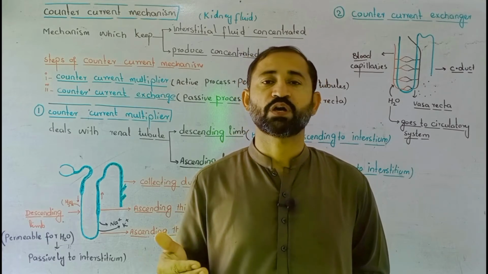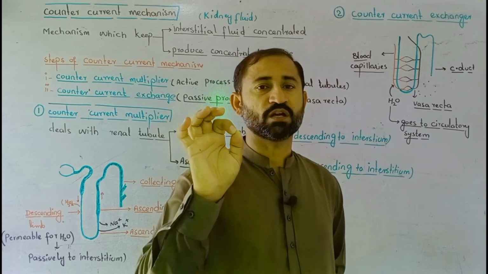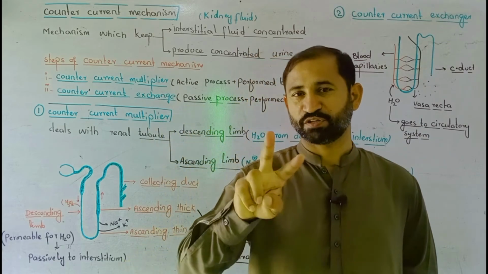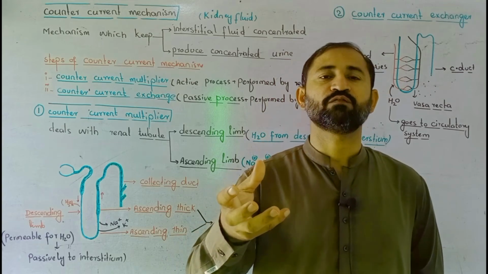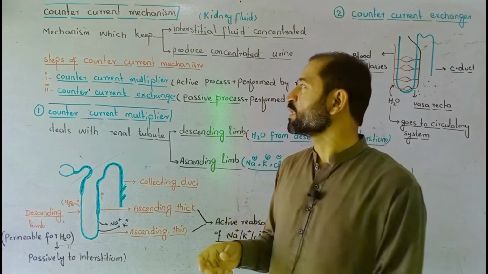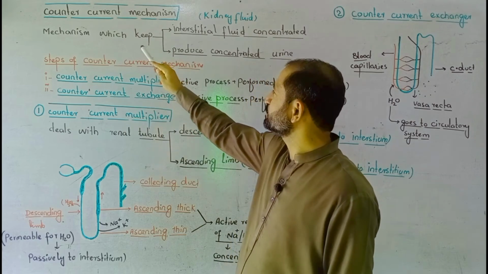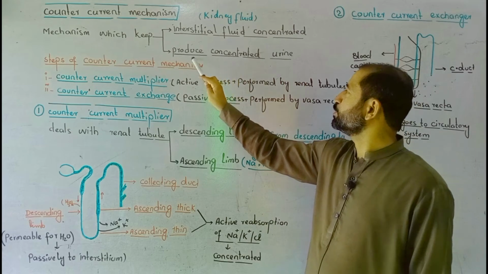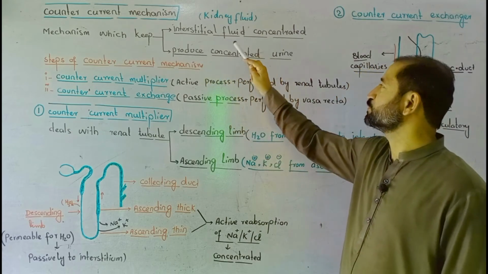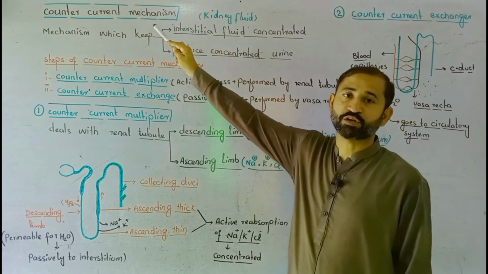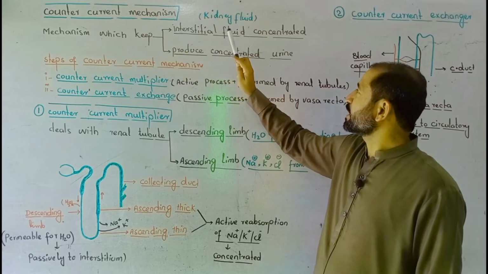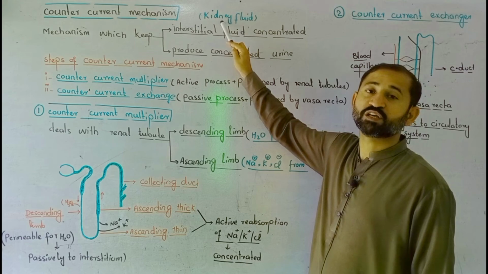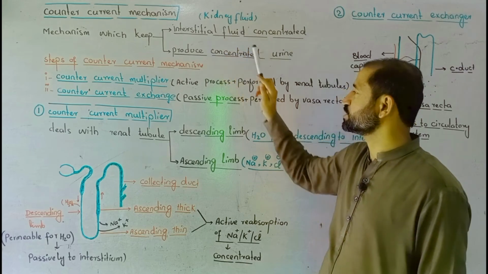Now there are two types of it. Number one, countercurrent multiplier, and number two, countercurrent ion exchanger. So there are two different parts for the working function of the countercurrent mechanism. First of all, the countercurrent mechanism keeps the interstitial fluid concentrated, and number two, produces concentrated urine. These two basic functions are performed by the countercurrent mechanism. And interstitial fluid means kidney fluid. The fluid that is present between the kidney tissues is known as interstitial fluid.